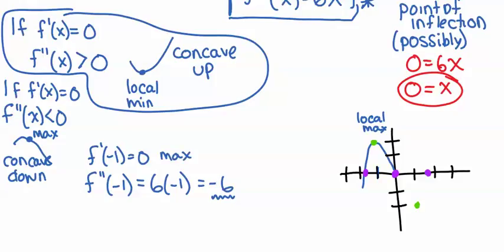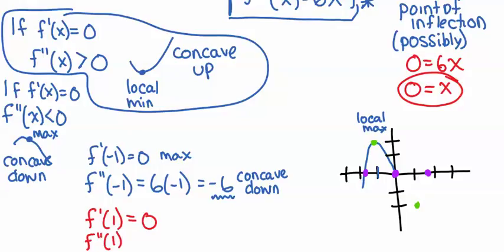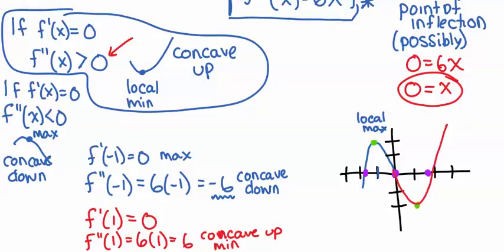Because if you're wondering, is that a max or a min? Because we know our second derivative makes it concave down, we know we have to have a maximum. So let's test for the next one. Say we plugged in f prime of 1. For our first derivative, we know that equals 0. So we wonder, is that a max or a min? So then we plug it into our second derivative. 6 times 1 equals 6. Since that's a positive value, we know our graph must be concave up, and this must produce a minimum.